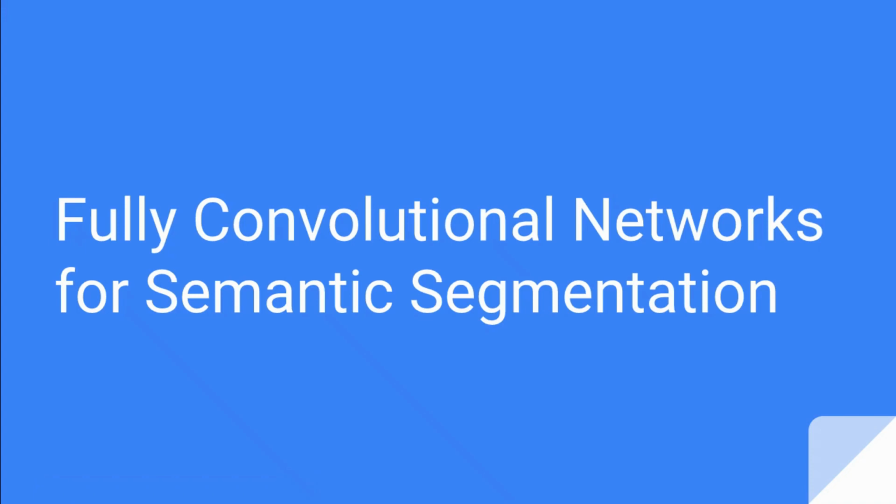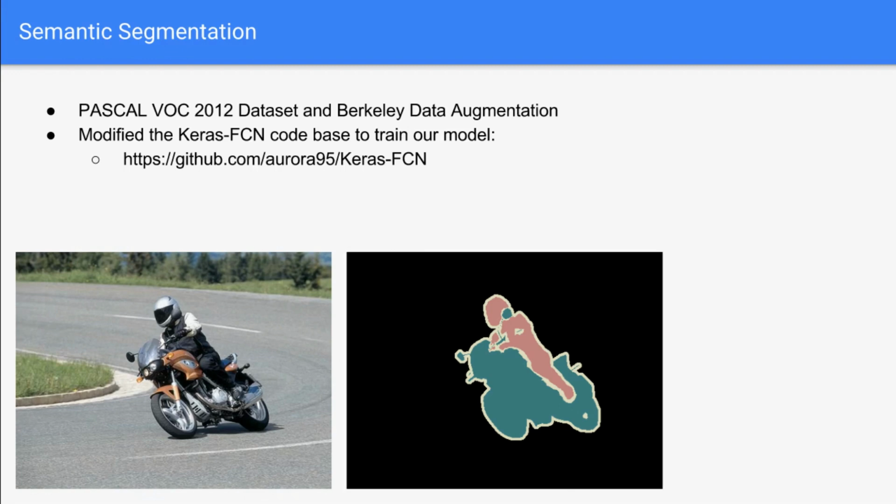The project is fully convolutional networks for semantic segmentation. On the left, you have a guy riding a motorcycle, and what we want our model to do is separate out the guy and the motorcycle and create a new image where it masks the guy in a certain color and masks the motorcycle in another color. The way that it is done is explained in the wiki article.